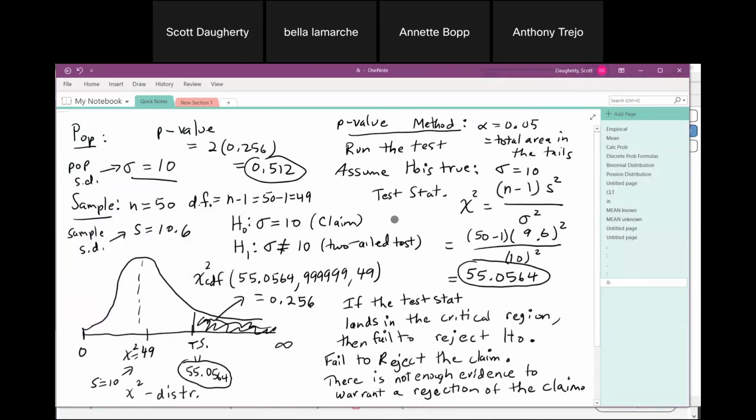Okay, so let's finish the p-value method. Once you find the p-value, you compare that to alpha directly. You compare the area here to the area here. And in this case, the p-value is greater than alpha. So if the p-value is greater than or equal to alpha, fail to reject null.